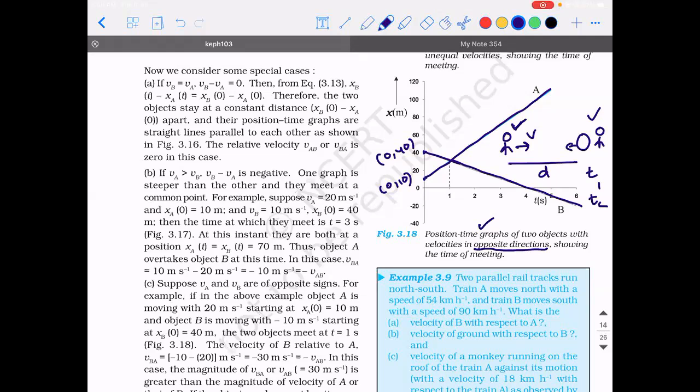T1 will be more, because you're the only person who's moving. The other object is not cooperating. Whereas if the same object was moving towards you, then what would have happened? You would have got the ball in your hand in a lesser time. That is the same example.